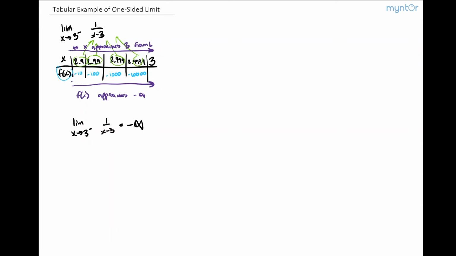Let's do it for the other side. So here's our 3, and here is our table. We have x and we have f of x. And we'll start pretty far away from 3. We'll start maybe with 3.1, and then we'll get a little bit closer, 3.01, and then a little bit closer, 3.001, and then really close to 3, 3.0001.